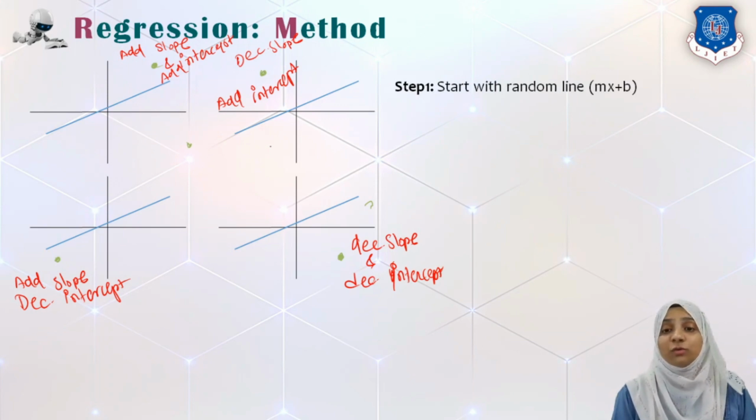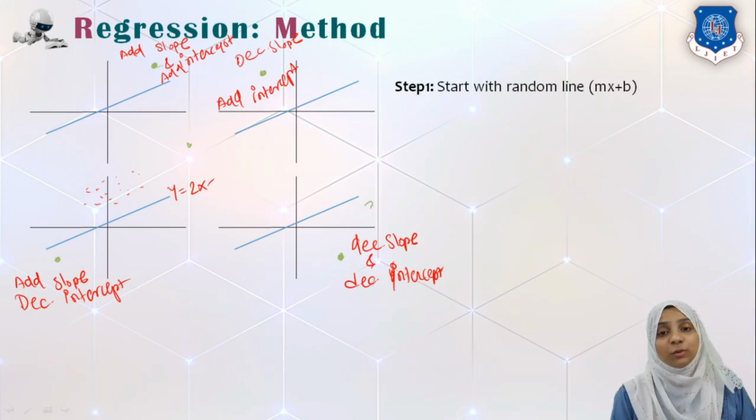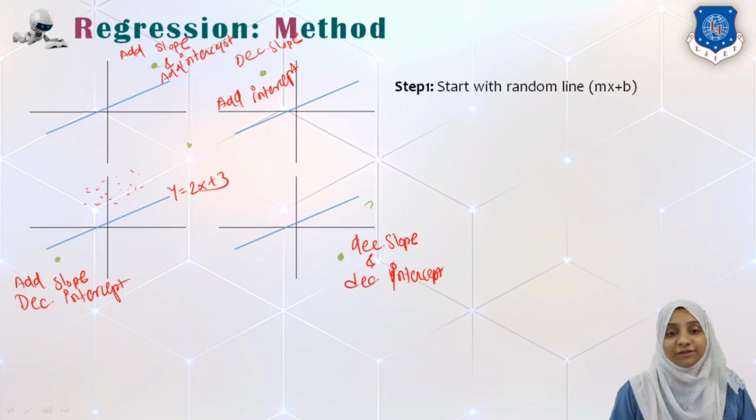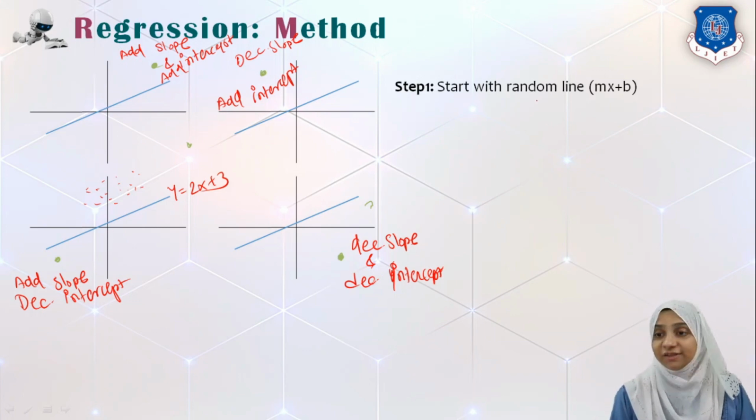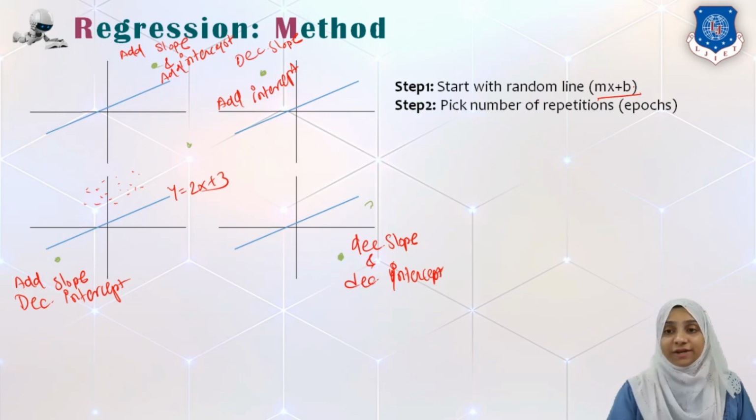So for example, here we are given some data points, like this. And this is our random line, y is equal to 2x plus 3. We have to fit this particular line to this set of data points. In this case, I need to move this line to fit the data points. So we will start with any random line which has the equation mx plus b. Starting with a random line, we will pick a number of repetitions, or number of epochs.